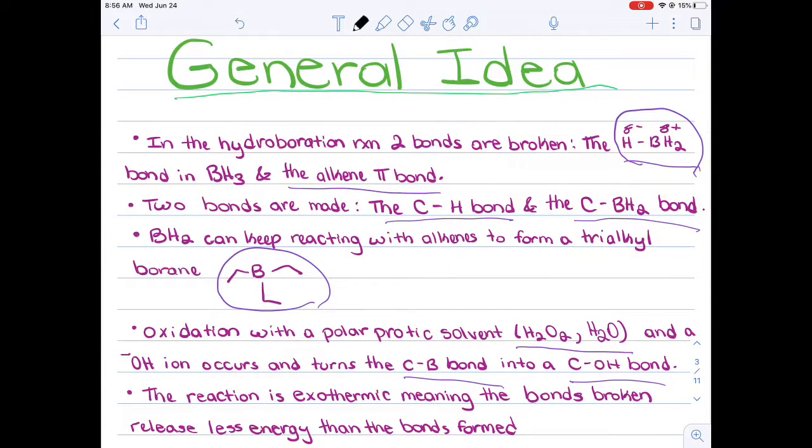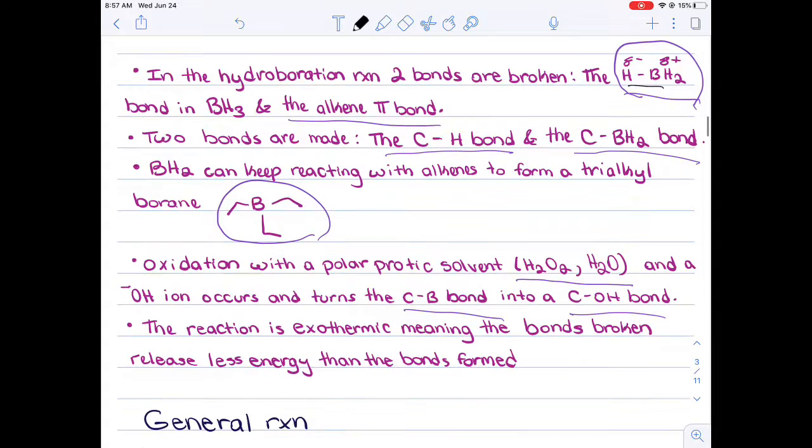Okay, so before we start anything, let's get down the general idea of the reaction. So in the hydroboration reaction, two bonds are broken. It'll be the hydrogen to boron bond in BH3 and the alkene pi bond. After that, two bonds are made, the carbon to hydrogen bond and the carbon to BH2 bond. But it doesn't stop there. BH2 can keep reacting with alkenes to form a trialkylborane. So this is the end result of hydroboration.